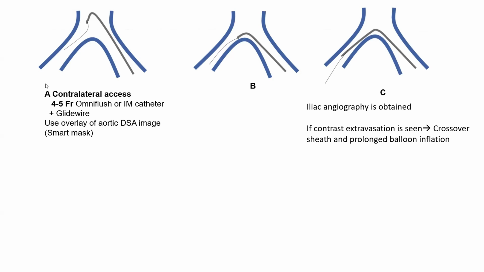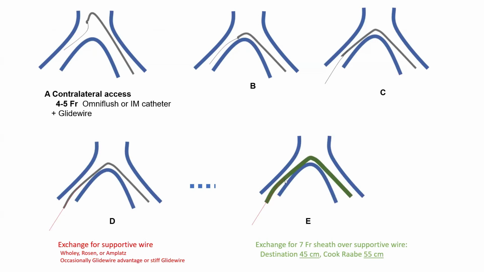Let's say we had the right femoral access. We stick the contralateral femoral and we cross over into the right side using a 4 to 5 French Omniflush or IM catheter and a glide wire. We can do aortic angiography using DSA, subtraction imaging, and use overlay smart mask to cross over your catheter and wire into the right iliac. Then you obtain iliac angiography. And if you see contrast extravasation, then you put a crossover sheath and you plan on doing your intervention.